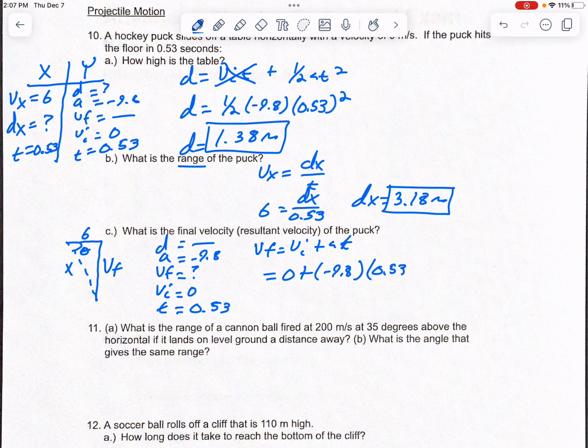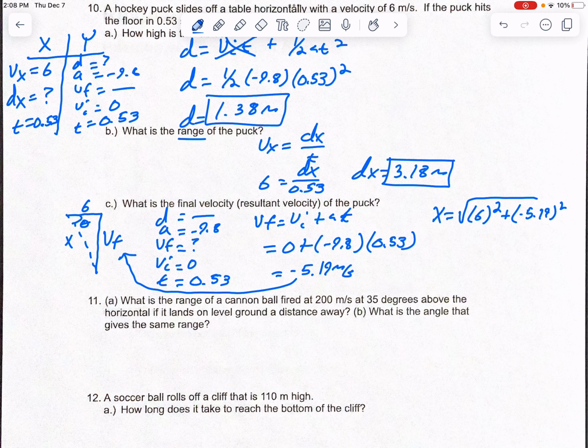So now all I've got to do is Pythagorean theorem and tangent. We're going to do the whole x equals the square root of a squared plus b squared. So I'm going to do 6 squared plus my final, which I just found, which was a negative 5.19 squared. And this comes out to be 7.93 meters per second.